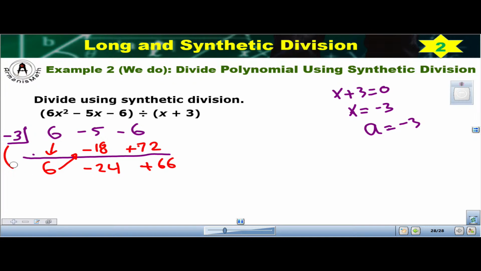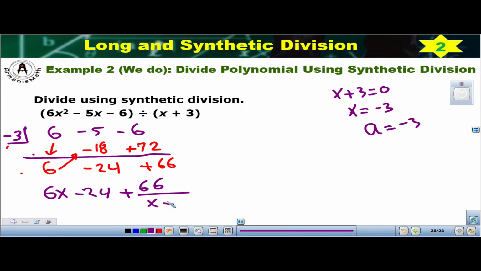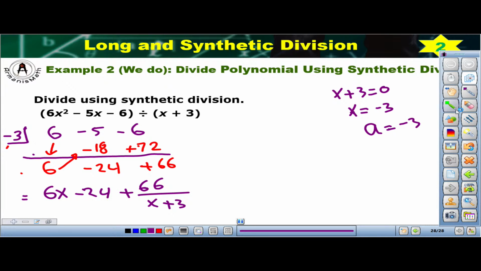And I'm going to go here and then just write my polynomial. This will be 6x. What if I put 6x squared? Is that correct? That's not true. You already have lost a power. If you're dividing x squared by x, you already have lost one power. So it's x by itself minus 24 plus 66 divided by the divisor itself, which is plus 3. That is the answer for this problem here.